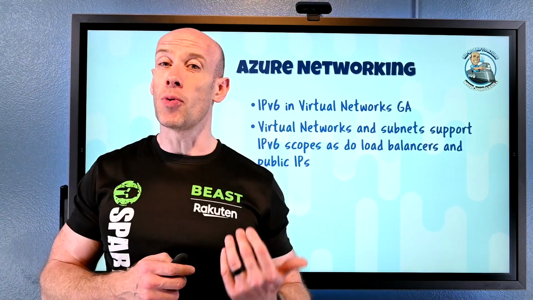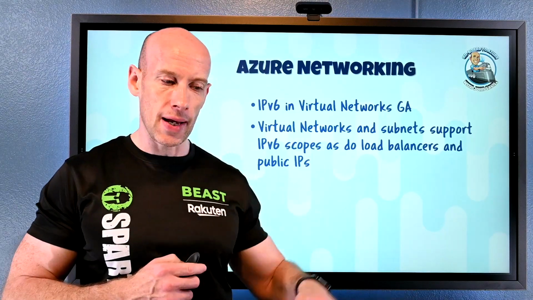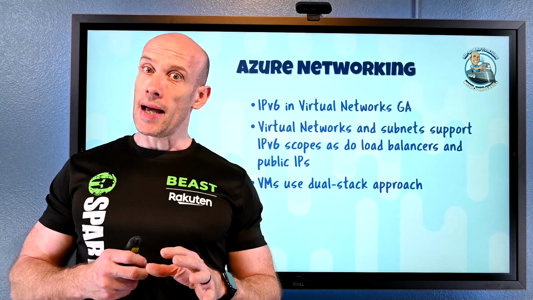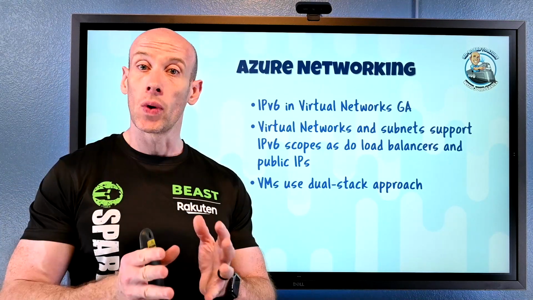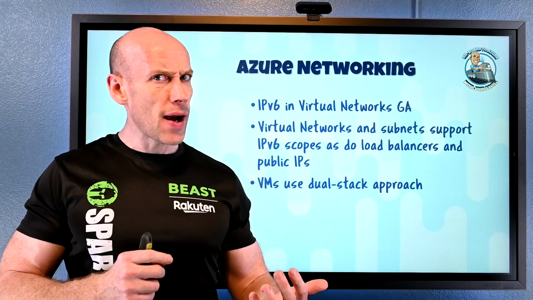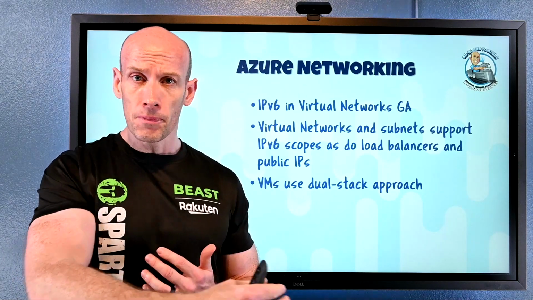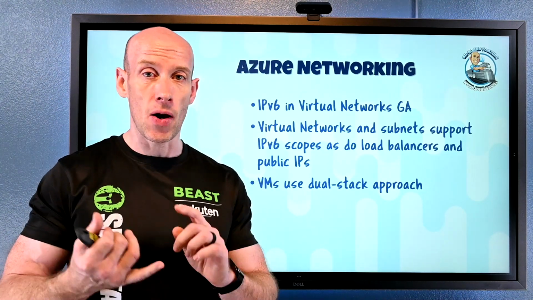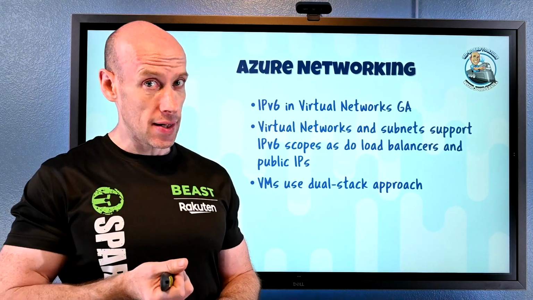ExpressRoute today does not support IPv6. That's sort of coming down the line. The VMs are dual stack, so I cannot do IPv6 only. A lot of the management fabric is still using IPv4. So when I turn on IPv6, it is dual stack of the guest. The guest gets IPv4 and it gets IPv6.